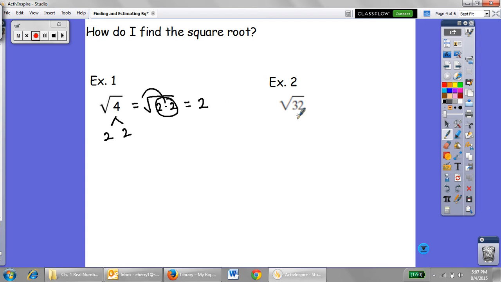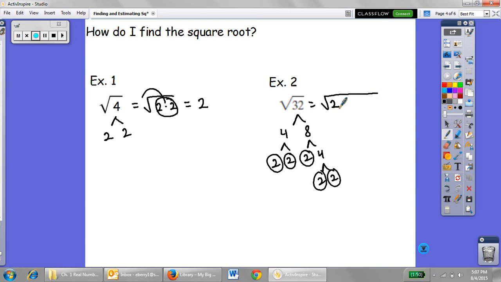Now let's do the square root of 32. So break 32 down into 4 times 8. 4 is 2 times 2. 8 is 2 times 4. And this 4 is 2 times 2. Now circle the very ends of the branches of the factor tree just so that we don't get confused. Notice I did not circle this 4 because it's not at the end of the branch. Writing all of these 2's underneath the square root sign, we had 2 times 2 times 2 times 2 times 2.